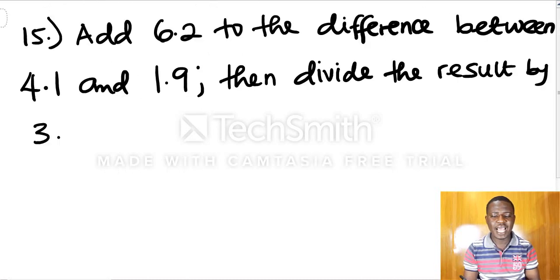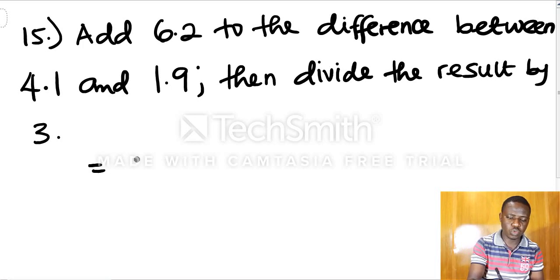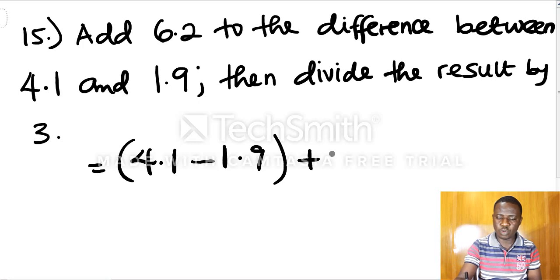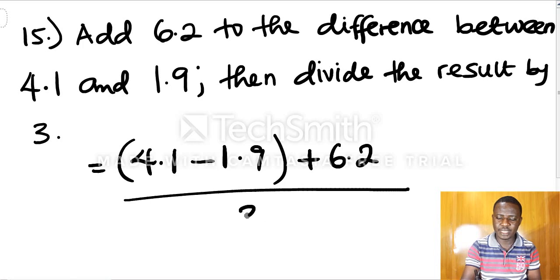Question 15 says add 6.2 to the difference between 4.1 and 1.9. Then divide the result by 3. So we are going to look for the difference between 4.1 and 1.9, which I told you is always a positive difference. So this is equal to 4.1 minus 1.9, and we have to add 6.2 to the difference. So this will be plus 6.2, all divided by 3.